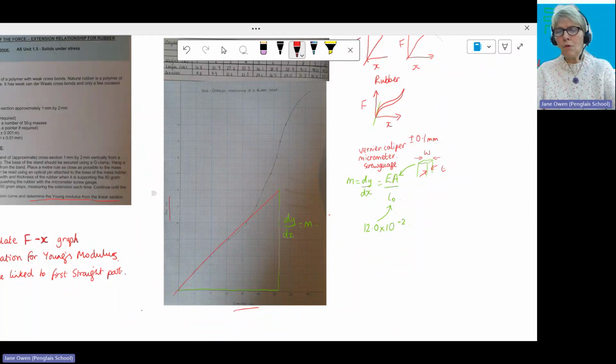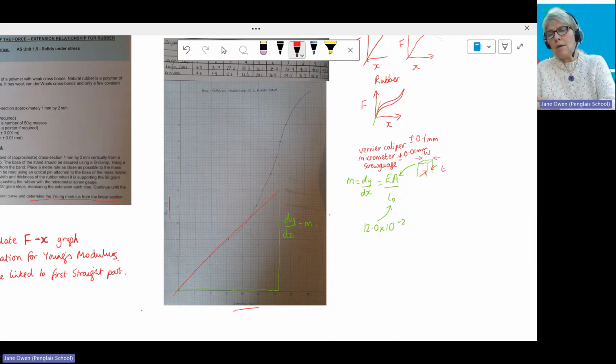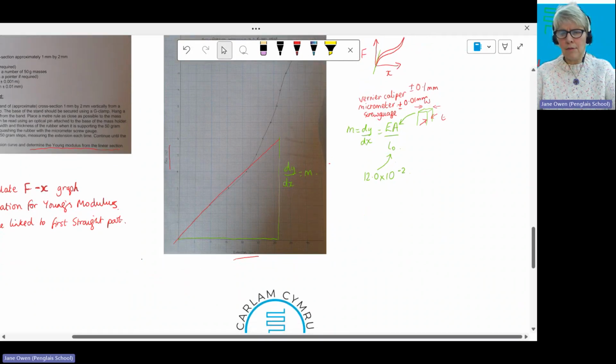And then the micrometer screw gauge is plus or minus 0.01 of a millimeter. But a digital one will be 10 times more precise, with a higher resolution of plus or minus 0.001 of a millimeter. Confused? To be honest, as long as you're not using a ruler here, okay, because the ruler is only 1 millimeter, and I don't think that's good enough in this particular case.